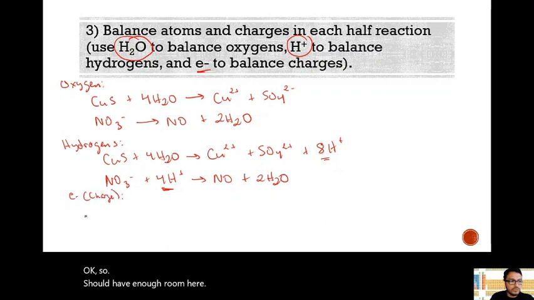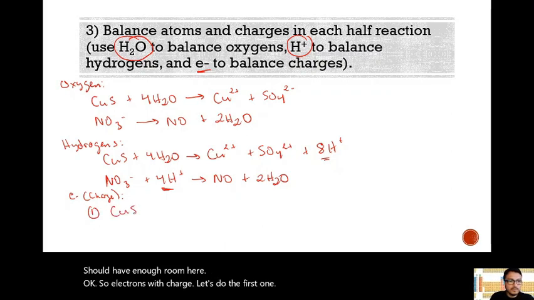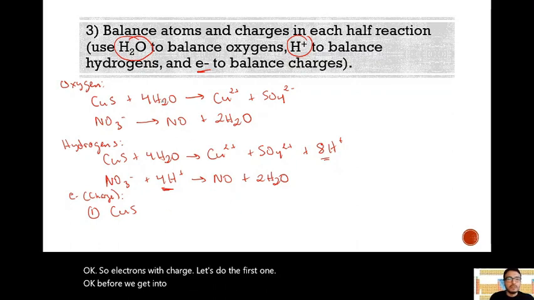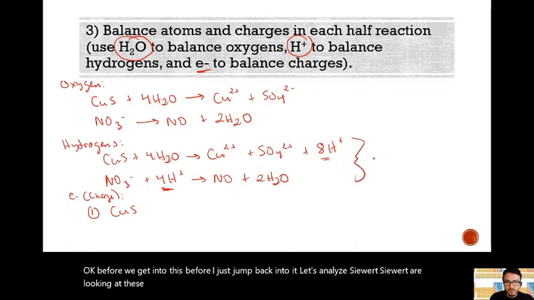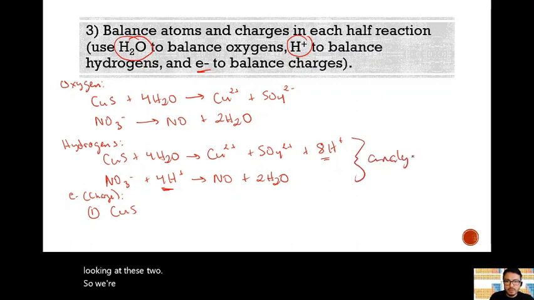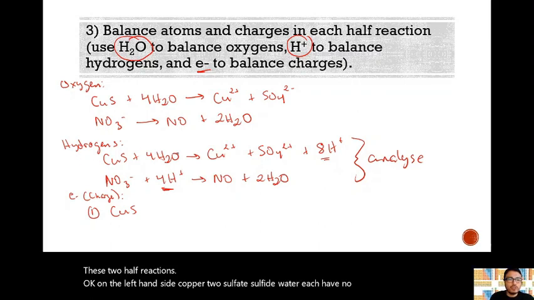Okay, so electrons with charge. Let's do the first one. Before I just jump back into it, let's analyze these two half reactions. Okay, on the left-hand side, copper sulfide and water each have no charge. Okay, so there is a 0 charge on this end.